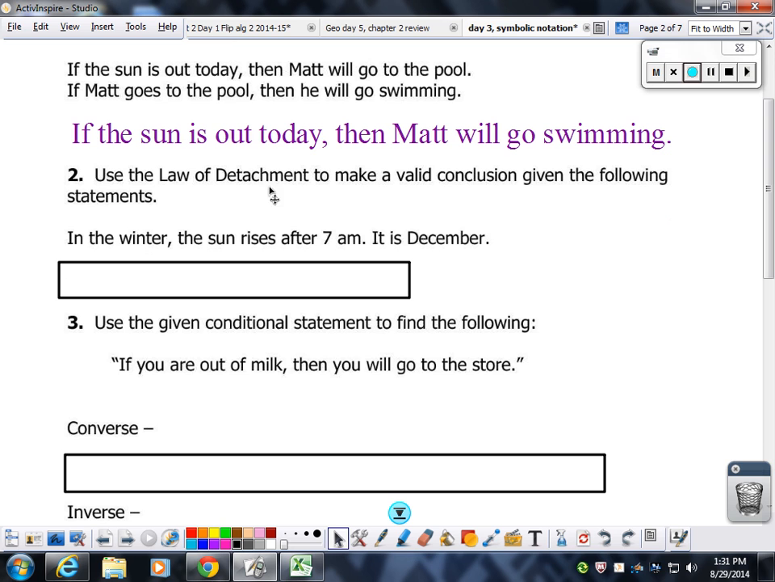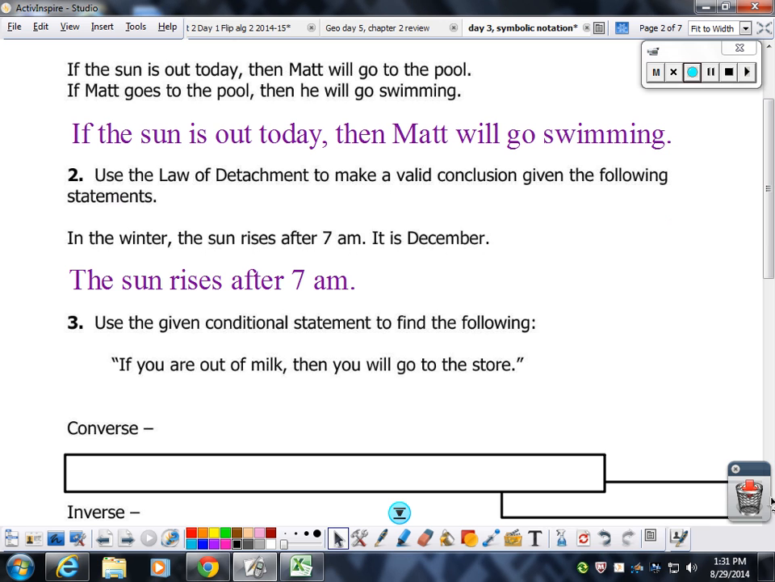Next we want to use the law of detachment to make a valid conclusion given the following statements. In the winter, the sun rises after 7 a.m. It is December. What can we conclude there? That the sun will rise after 7 a.m.